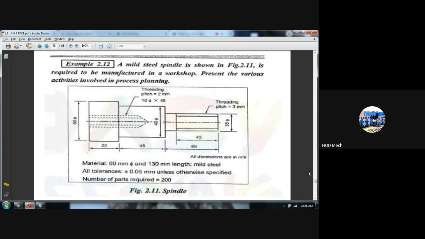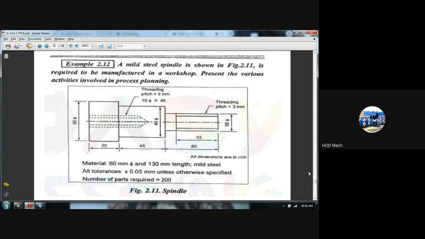Now the question says that it is a mild steel spindle. You know what we mean by spindle, right? So it is a mild steel spindle and it is to be manufactured in a workshop. Definitely, if you want to do this, you need some shop floor, a production floor where you will be having different machines. Using those machines, you are going to complete this task.